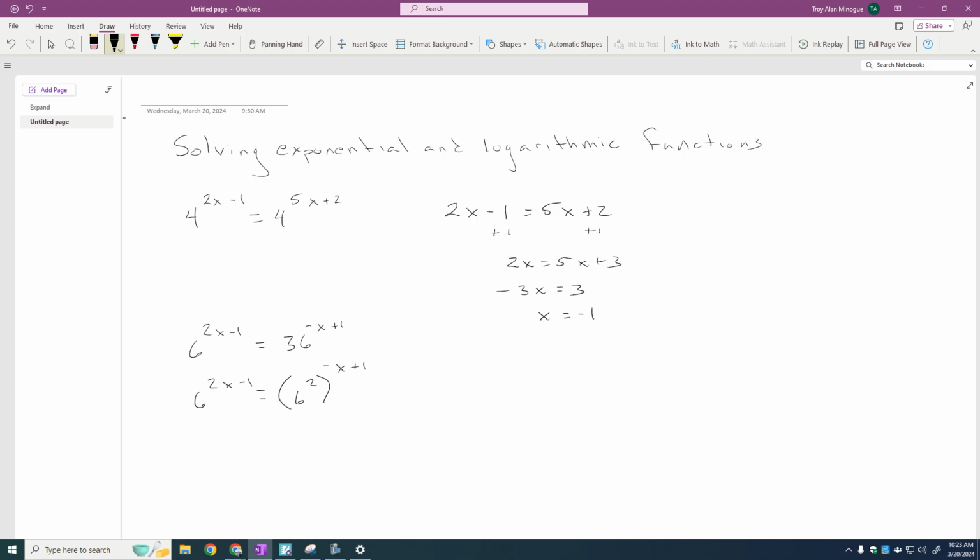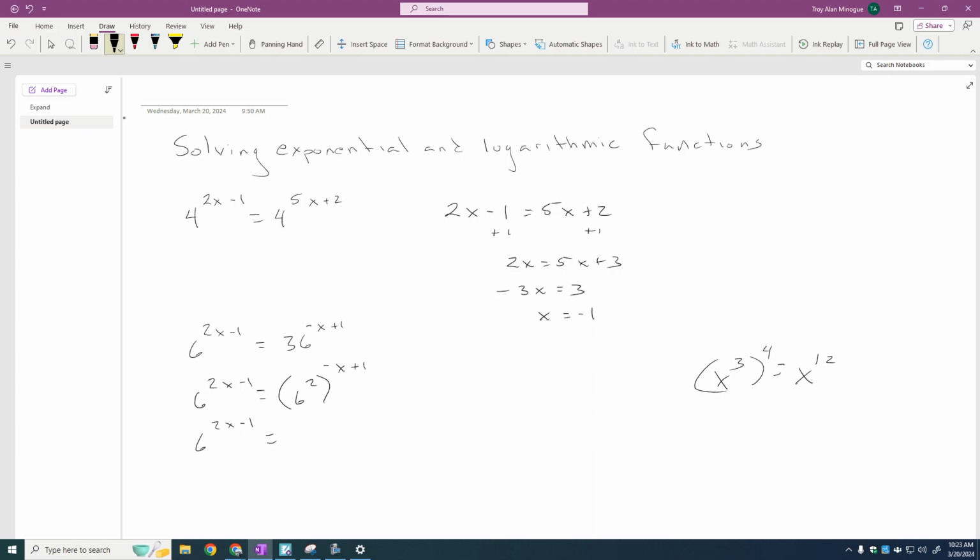Now, when we have a power raised to a power, what do I do? If I had x to the third raised to the 4th power, what do I do with those two exponents? We multiply them, and I get x to the 12th. So this one I'm going to multiply here. Leave the left side alone.